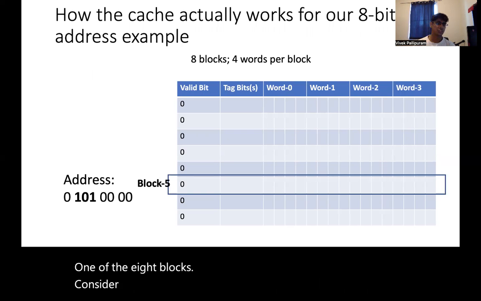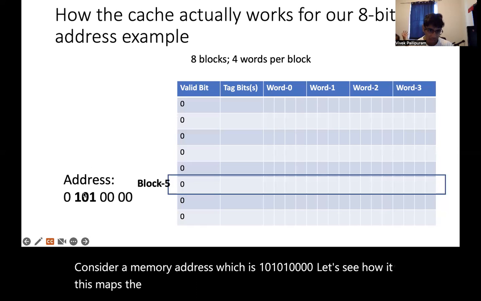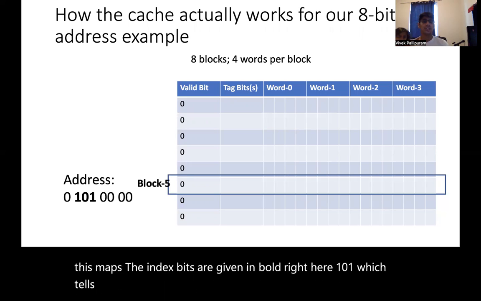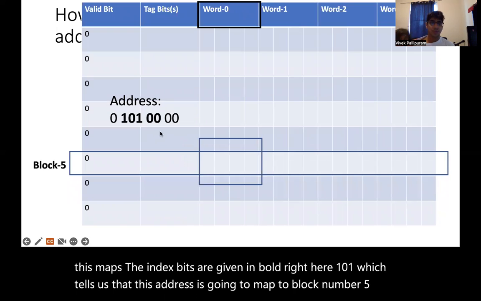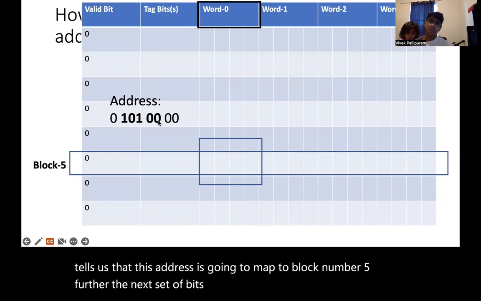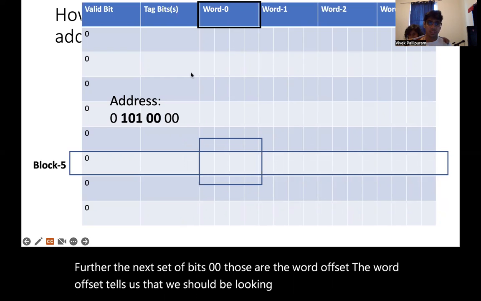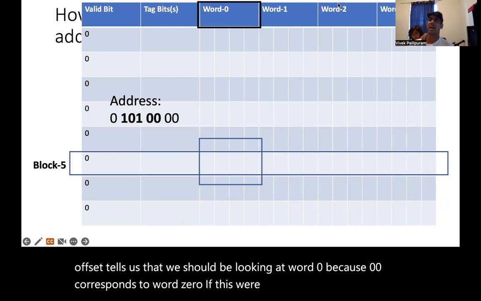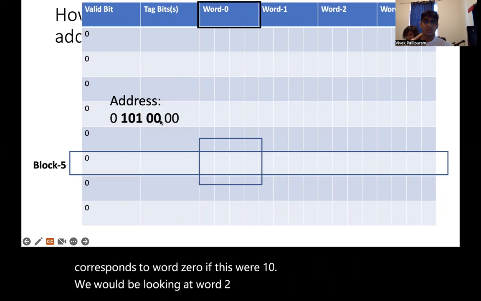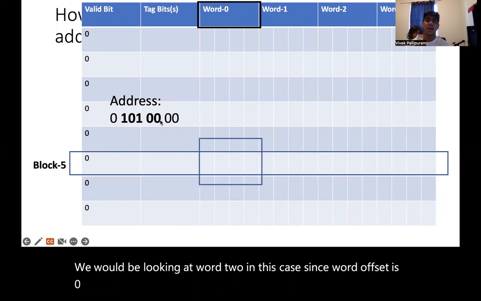Consider a memory address, which is 101010000. Let's see how this maps. The index bits are given in bold right here, 101, which tells us that this address is going to map to block number 5. Further, the next set of bits, 00, those are the word offset. The word offset tells us that we should be looking at word number 0, because 00 corresponds to word 0. If this were 10, we would be looking at word 2. In this case, since word offset is 00, we are looking at word 0.